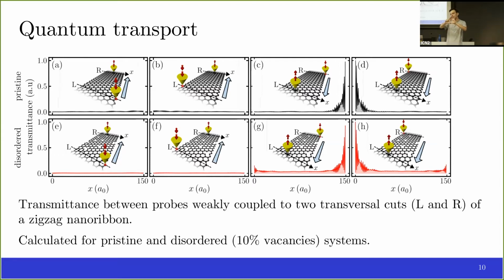We imagine a setup where we have a zigzag nanoribbon with two transversal sections, left and right, left from your point of view and right. So we compute the transmittance when injecting one electron along one of these transversal layers, the transmittance towards the opposite layer, and computed according to the transverse position. Those are the plots shown here in this figure. We do that for a pristine ribbon and for a disordered ribbon where disorder is 10% vacancies.